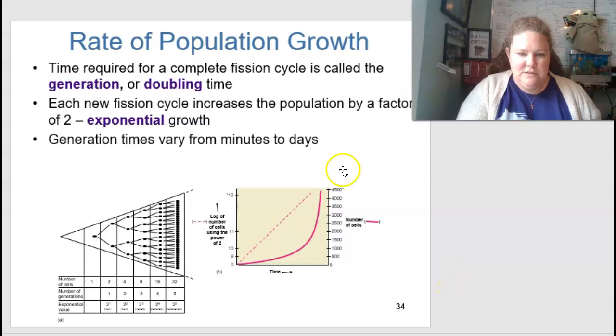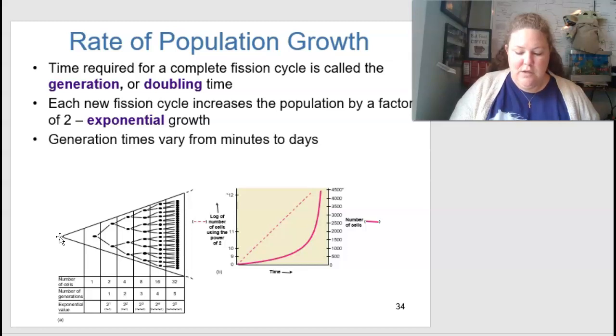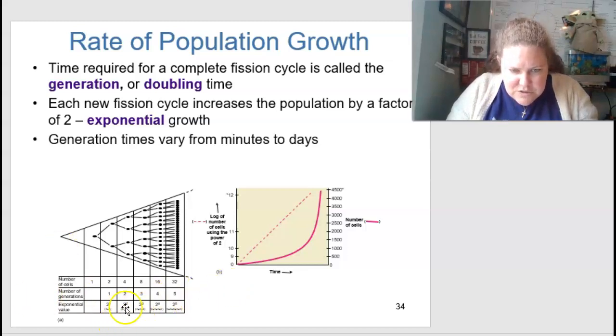Okay, so on figure 7.16, you can see over here that starting with a single cell, which would be at the apex over here, if a product of reproduction goes on to divide by binary fission, the population is going to double with each new cell division or generation. And this process can be represented by logarithmic scales. So this would be two raised to the exponent, or by simple numbers. Okay, so you can see the number of generations, the exponential value, or just the number of cells.